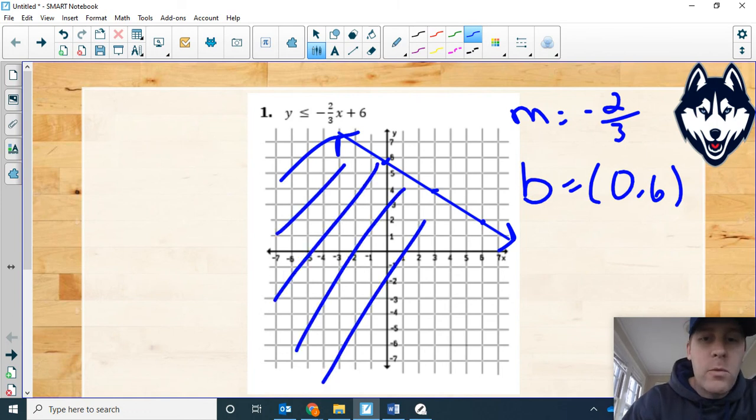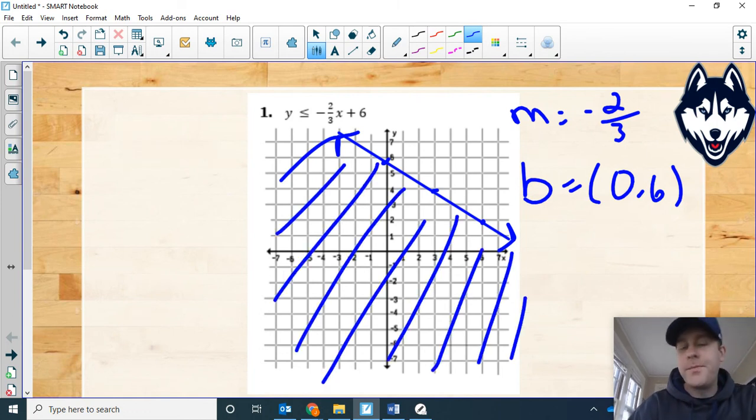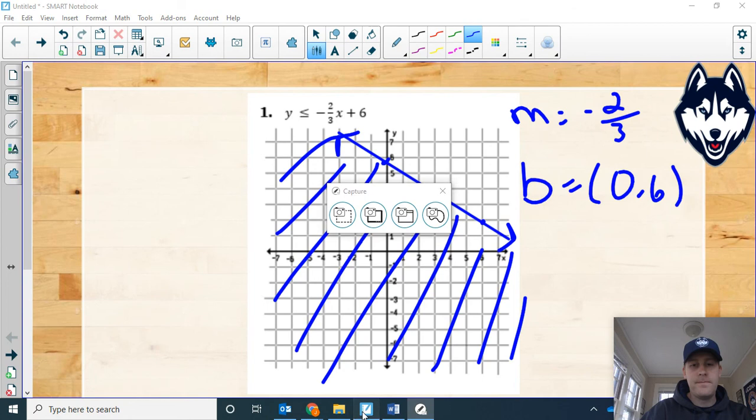Okay, you can use a highlighter if you want. If you want to shade it lightly with a pencil, that's what I do. But there you go. That's all for number 1.